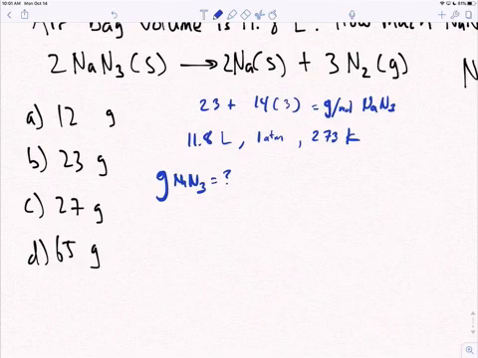So we know that airbag's going to be 11.8 liters at ambient pressure and 0 Celsius, 273 Kelvin. How much azide do you need to fill that up? If you're a car manufacturer and you want to know how much sodium azide, 14 times 3 is 42, plus 23, that's 65.